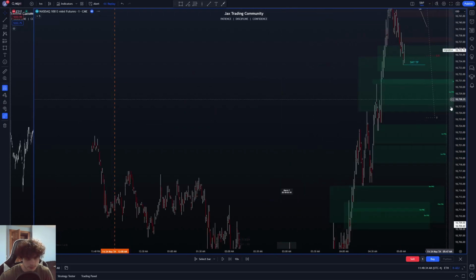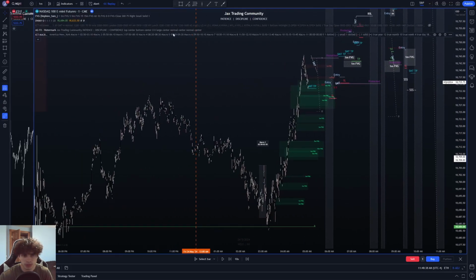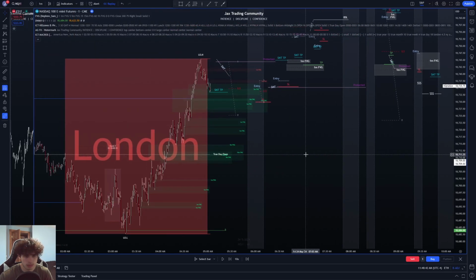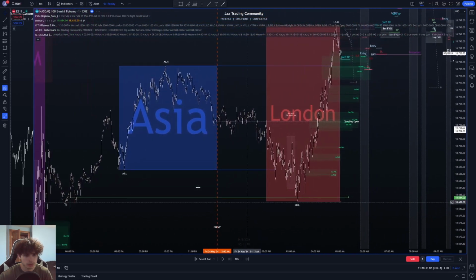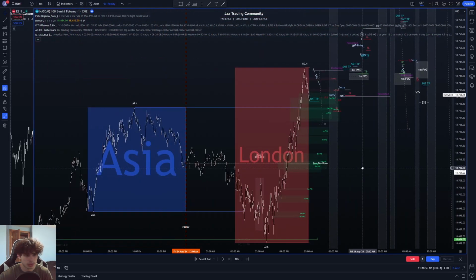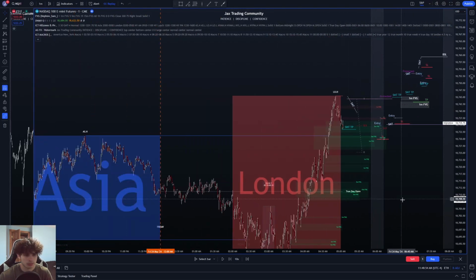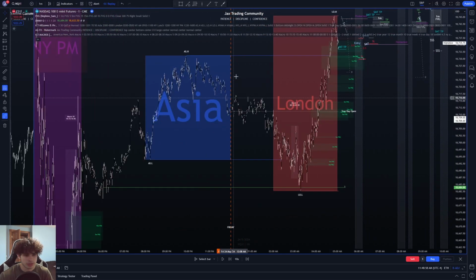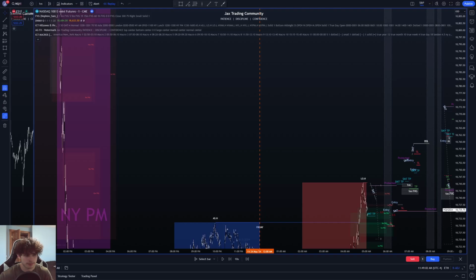Looking at the charts here, if we take a look at Asia and London, we still have to take London high and London low. London has taken Asia high and Asia low, and we also are trading above the daily open. We'll see what happens here. When we're trading above the daily open, especially because we have a 4 hour order block or 4 hour fair value gap above us, I do expect the draw to be lower for the end of the day.